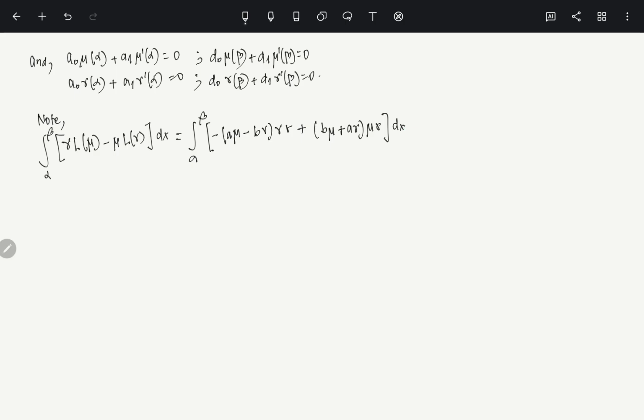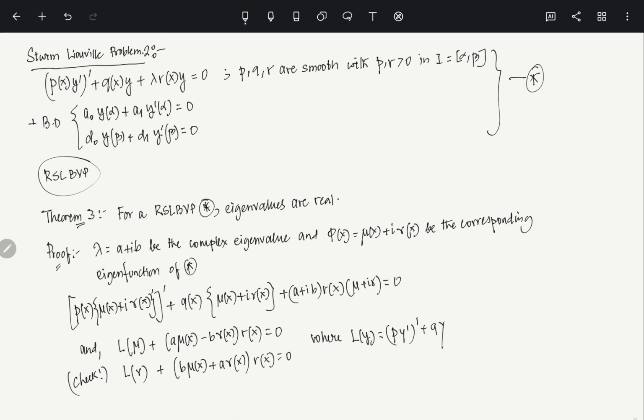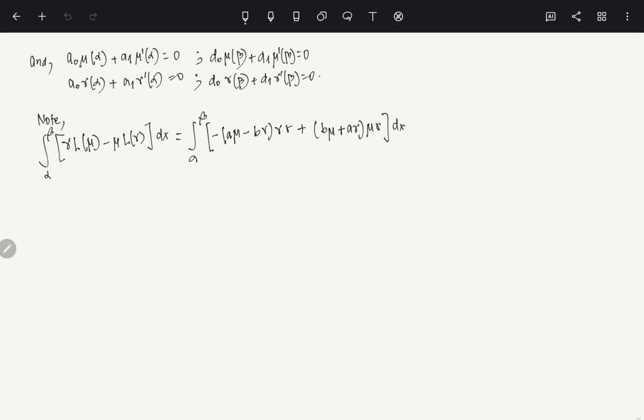This is what you have. I'm just putting L of mu and L of gamma from here. That's all, I'm not doing anything else. Now, if we just compute it, from alpha to beta, you see basically the a mu gamma part is gone, right? So we are left with b times gamma square plus mu square, r dx. This is what we have.